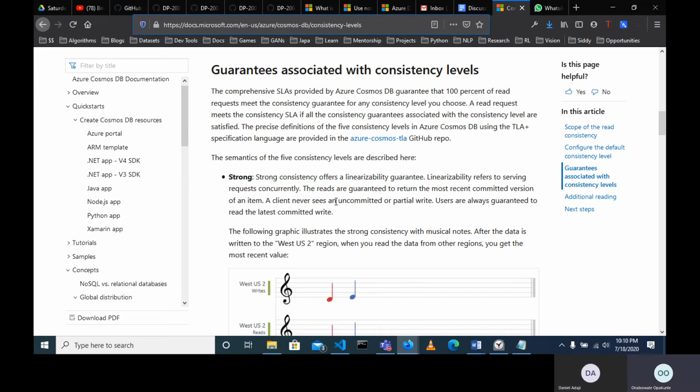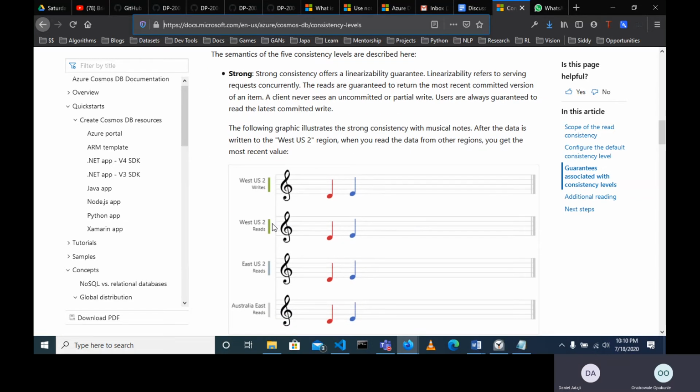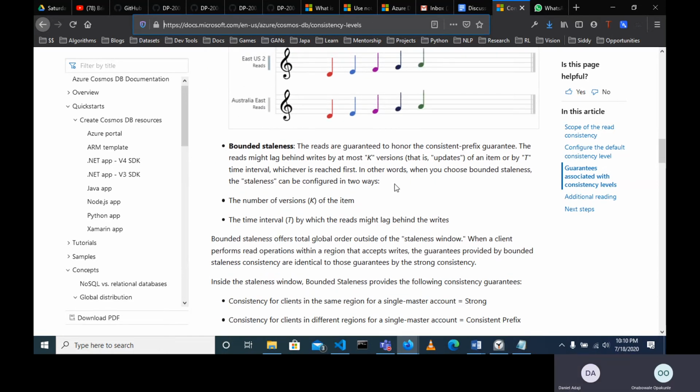So for example, if 10 people want to buy a bicycle in Japan, it will give real-time updates. Other staleness: consistent prefix guarantee. There is a lag behind writes by at most K versions. So there's just a slight lag in the loading.